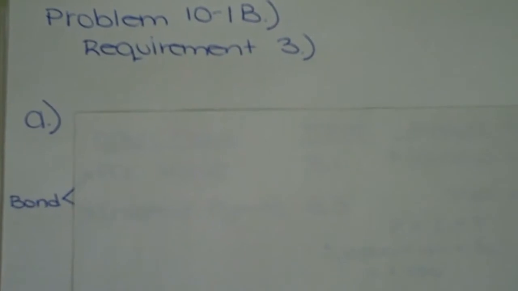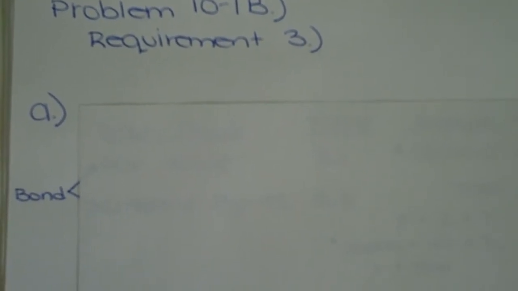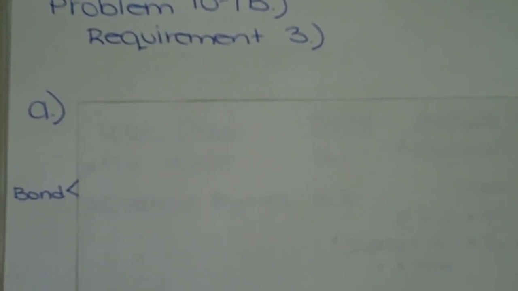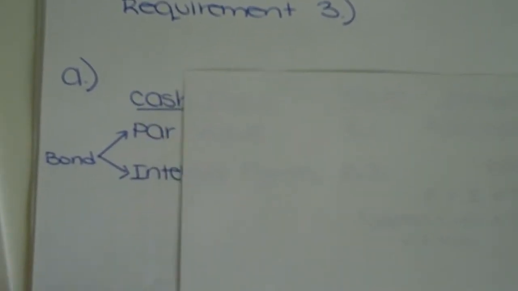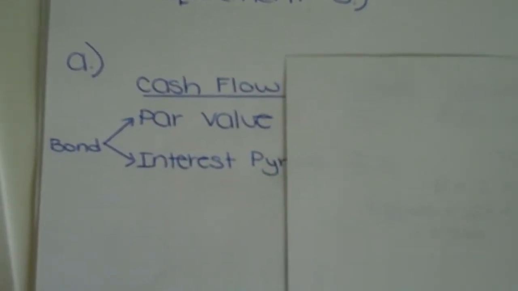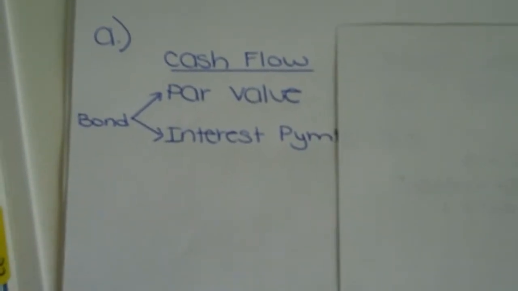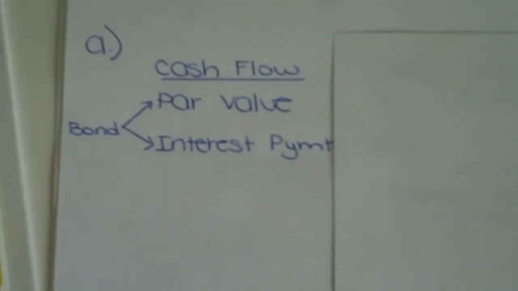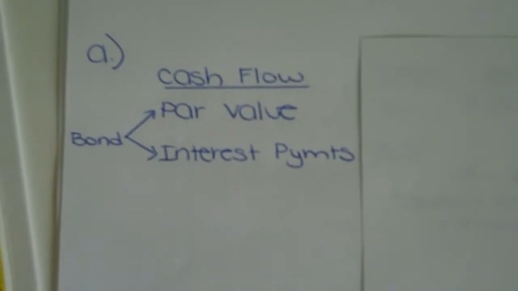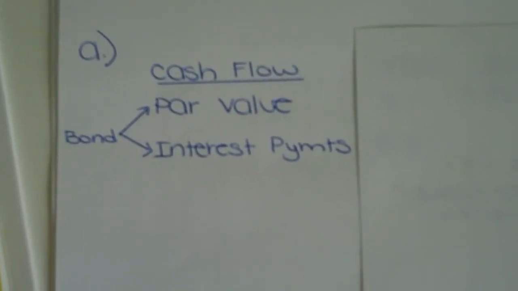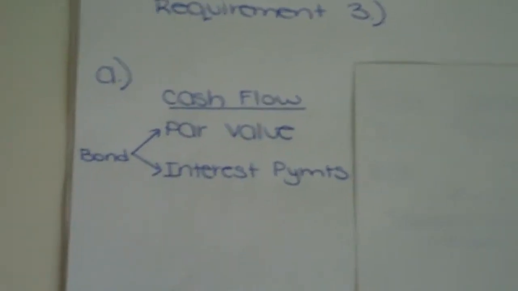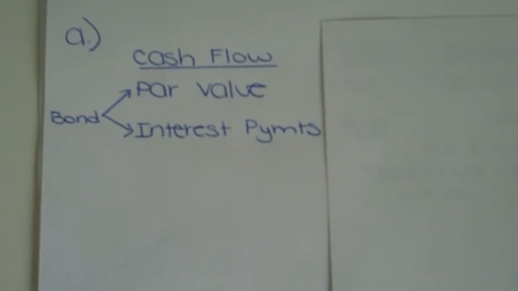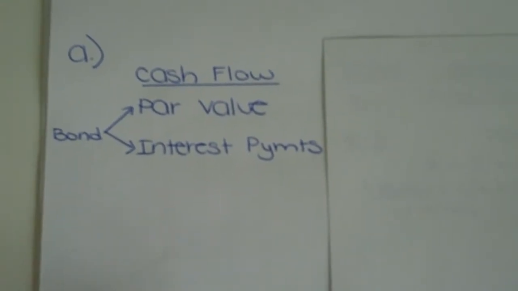First, let's remember that a bond is made up of two separate streams of cash flow. The first being the par value of the bond, which is paid once over the life of the bond, and the second stream of cash flow being the interest payments, which are paid semi-annually over the life of the bond. We need to separate out those two streams of cash payment since they both occur at different times in the life of the bond.